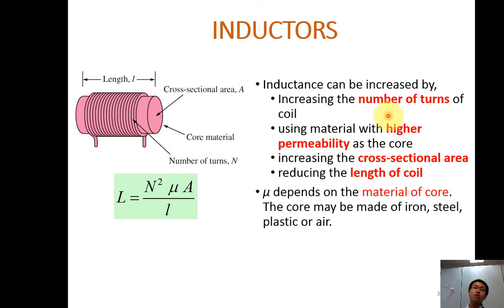So inductance can be increased by increasing the number of turns N, or using a material with higher permeability as a core, mu, or by increasing the cross-sectional area A, or reducing the length. So mu depends on the material of the core. The core may be made of iron, steel, plastic, or air. So the inductance is related to the material itself, and also related to the geometry of the hardware.